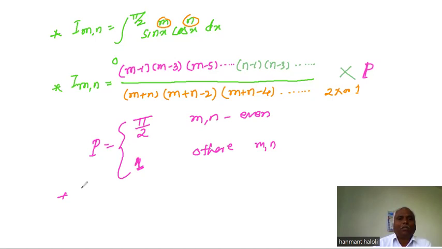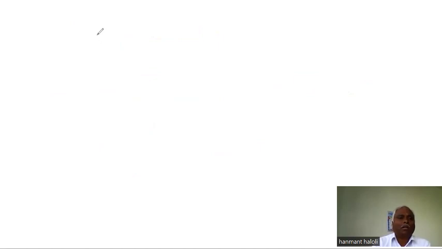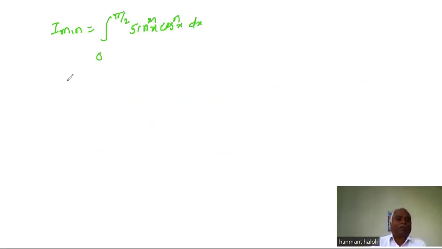Now, I'll go to the next slide. The very important concept is that for different limits, these double integrable functions can be evaluated or reduced using reduction formulas. Now, this is very important. First one, I'll say I_mn equals the integral from 0 to pi by 2, which you learned just now, of sin^m x cos^n x dx. That is the formula. Now, for other limits, what will happen?